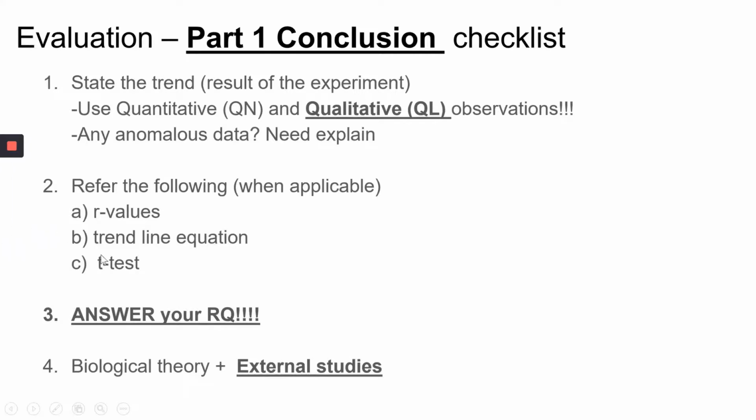And the next one is a t-test. A t-test is to check if there's a significant difference. It will be very useful if your IV is discontinuous, and you want to see if there's a significant difference between two sets of data. So you need to refer to that, because previously in the analysis part you talked about the result of your t-test, and in the conclusion part you need to apply the result of your t-test to your experiment. That's why you need to refer to your t-test as well.